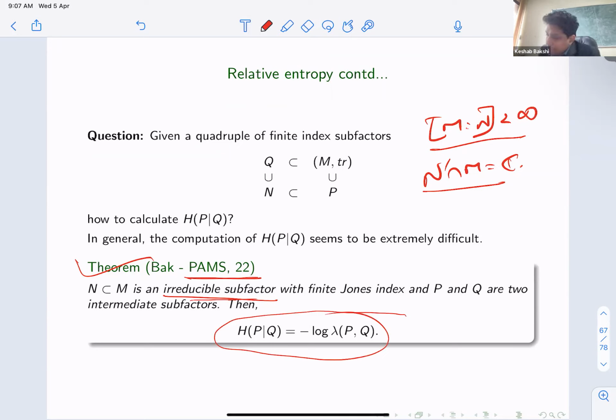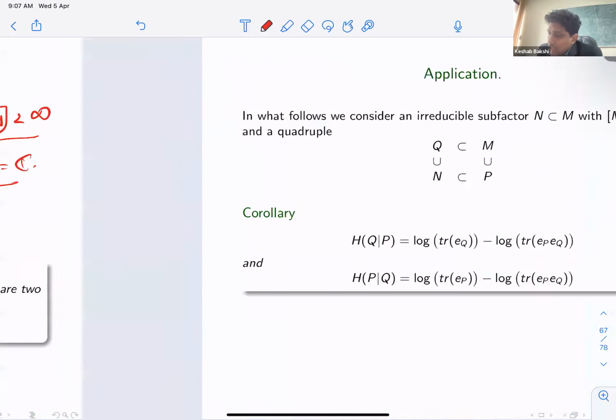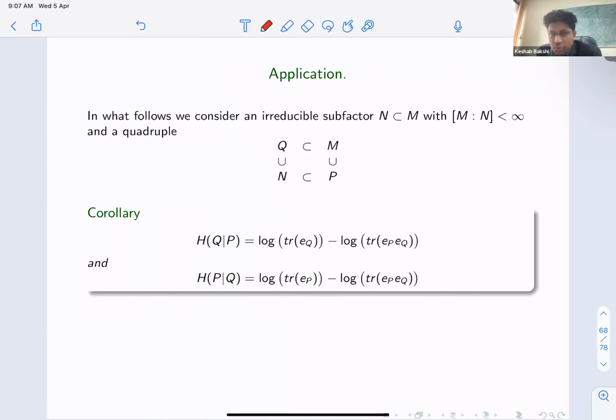That is the perfect generalization of Pimsner and Popa's earlier result. So H of p given q is minus log lambda p comma q. I won't go into the detail. There are a lot of technical lemmas there. Using that lambda's explicit formula, a corollary is that I can give an explicit formula of H of q given p in terms of Jones projection. So hopefully this is calculable, and recently we found some applications of this formula.